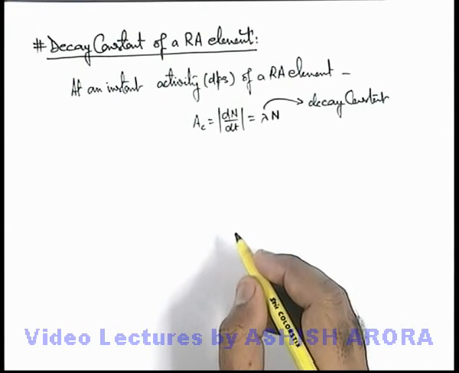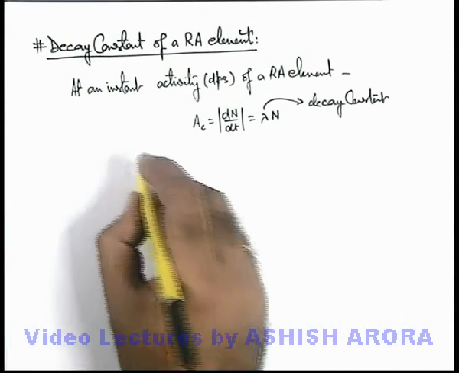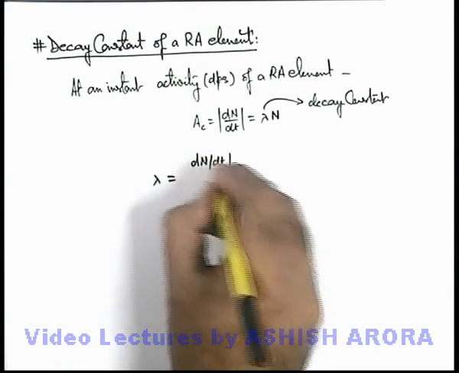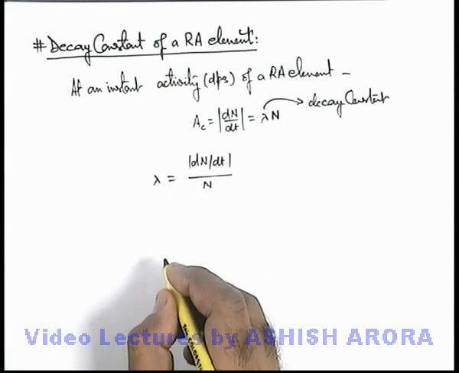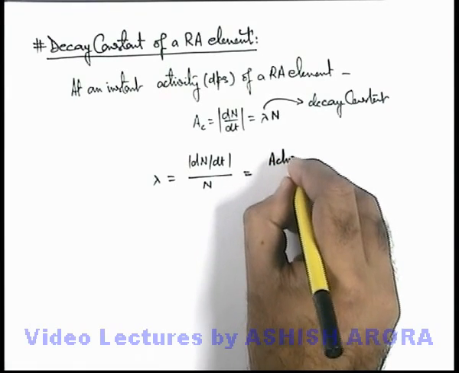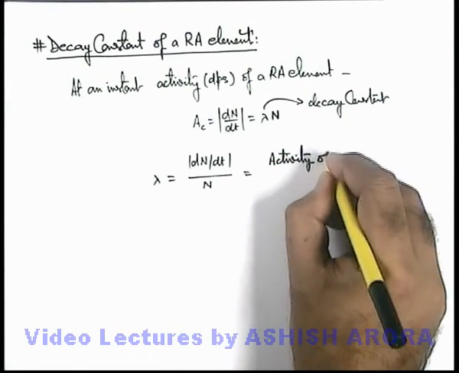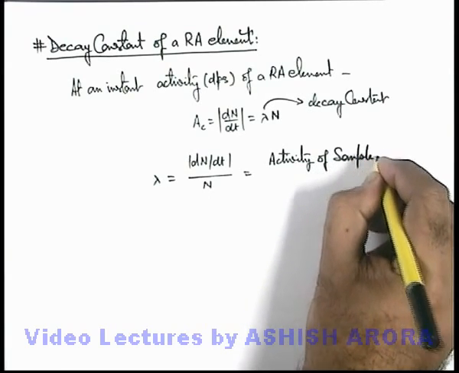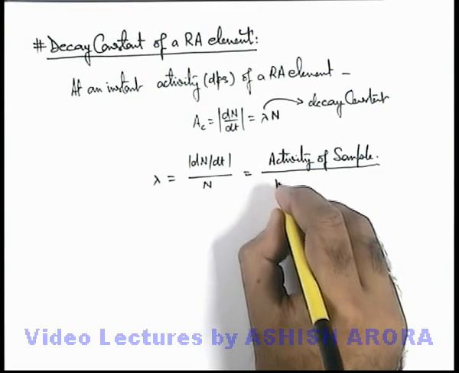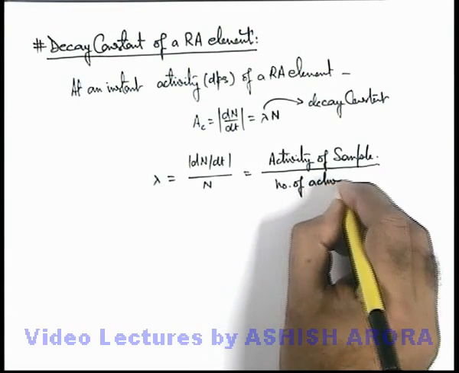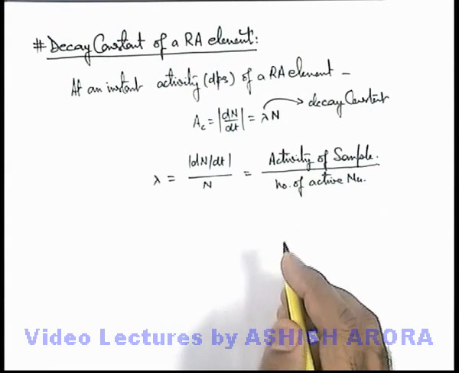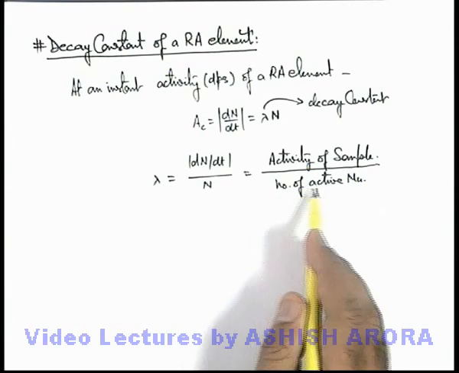present at that instant. Now in this situation we can rearrange this expression for lambda, where lambda will be mod of dN by dt divided by N. So it can be expressed as mod of dN by dt is the activity of the sample, or more precisely it is the activity of all the nuclei in the sample, divided by the number of active nuclei in the sample.